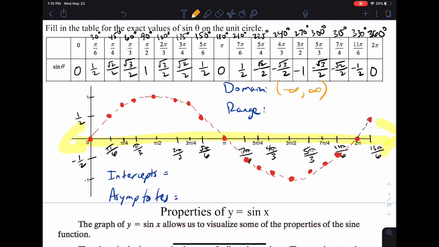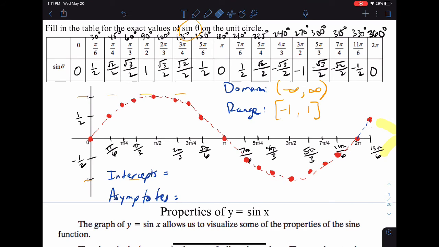Okay, range. Range is the y values. So where on the y-axis will sine never go? Well, there is a top and a bottom to this. Sine will never be above 1 or below -1. There's no way for regular sine, just sine of x or sine of theta, to go above 1 or below -1. So for the range, we would say from -1 to +1 inclusive, because it can be 1 or -1.